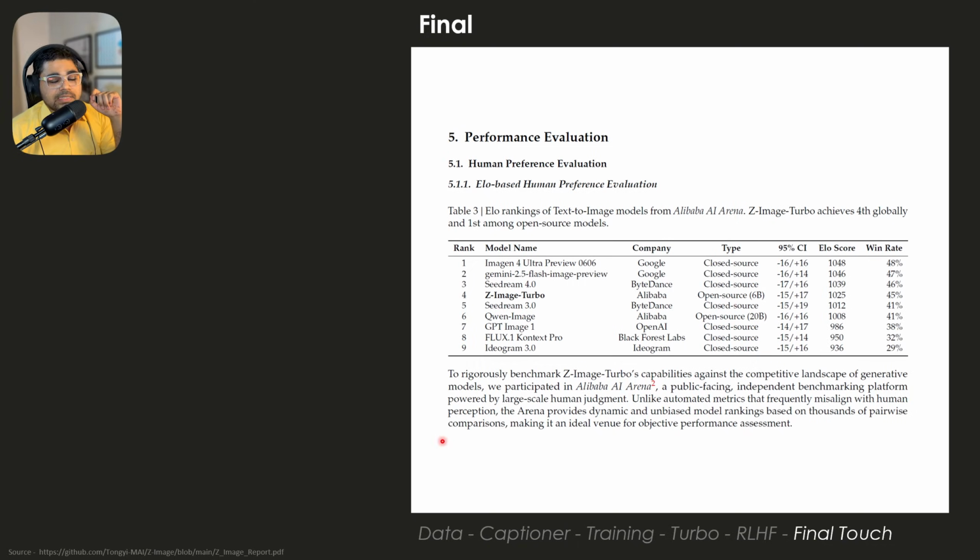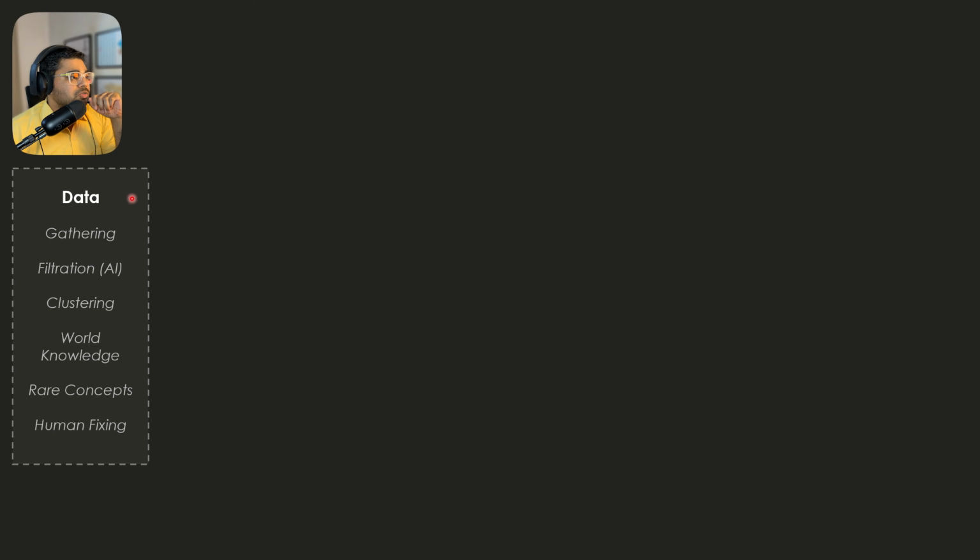Okay. But anyway, let's see all of the training process once again. So the first step was gathering data. They gathered the data using filtration. They removed AI content. They clustered it to keep only the best images, and removed a lot of duplicate images. Then they added world knowledge because it's only a 6 billion model. They added some rare concepts which they felt were not there in the model. And then humans fixed some of the scoring systems.